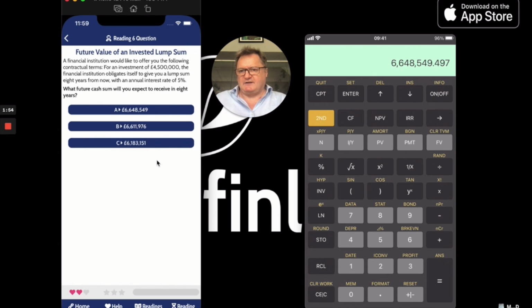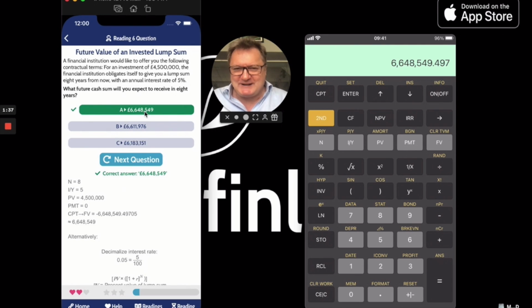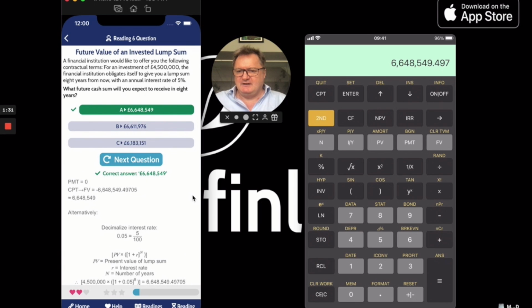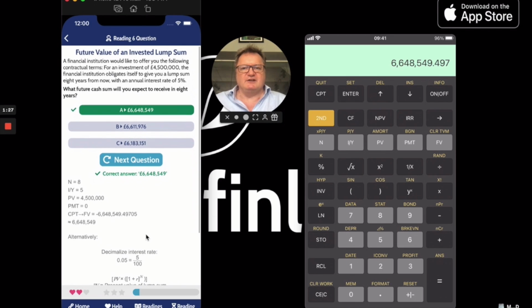Let's take a look at the calculator and let's take a look at the app to see which one it is. 648549. I think it's A. I think that's a rounded up version of what we have on the calculator. Let's cross our fingers and press. Yes! Brilliant! Hit a dopamine! Fantastic! So it shows you how to do it on the calculator. It shows you how to do it with an equation. You've got everything you need there.